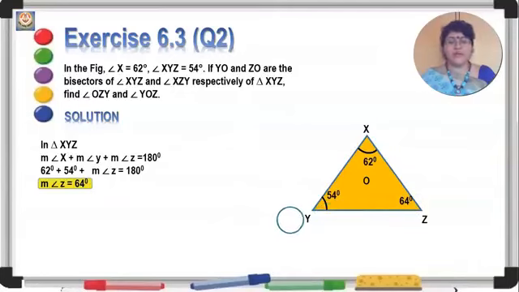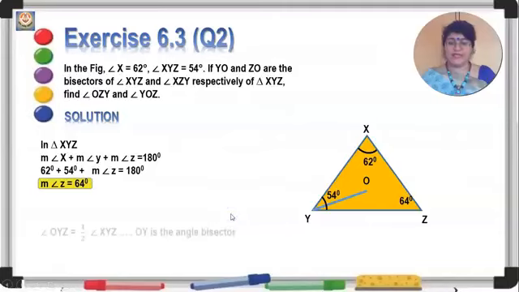Now, it is mentioned that YO is the angle bisector. So let us bring YO back into the picture. So this is YO. This YO, it bisects this angle Y. That means it cuts this angle Y into two equal measures. So what will be the measure of OYX? It will be half of 54. OYZ will also be half of 54.